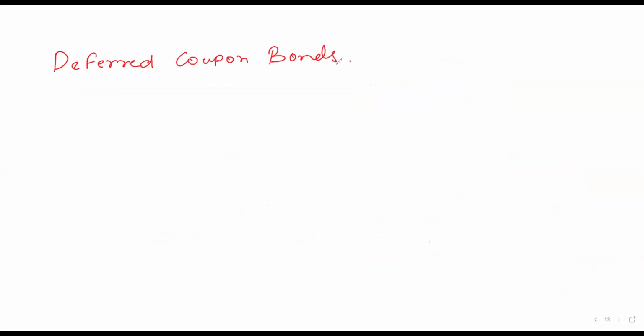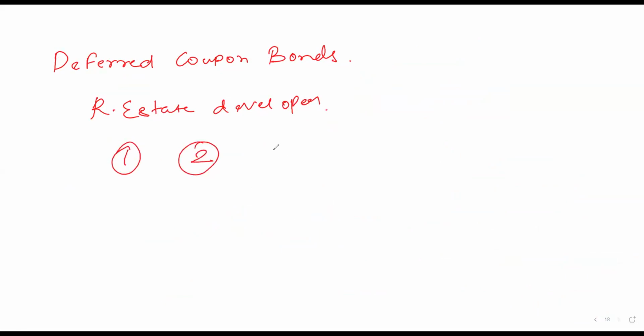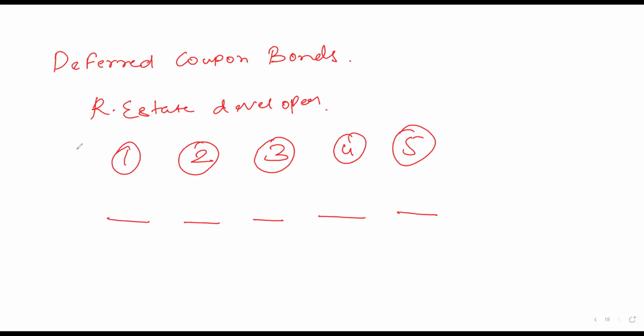Tell me one thing. Let's suppose I am a real estate developer, and you have a project of 5 years in which the project will be completed. So you need the funding for the next 5 years. You need 100 crore rupees for the next 5 years.